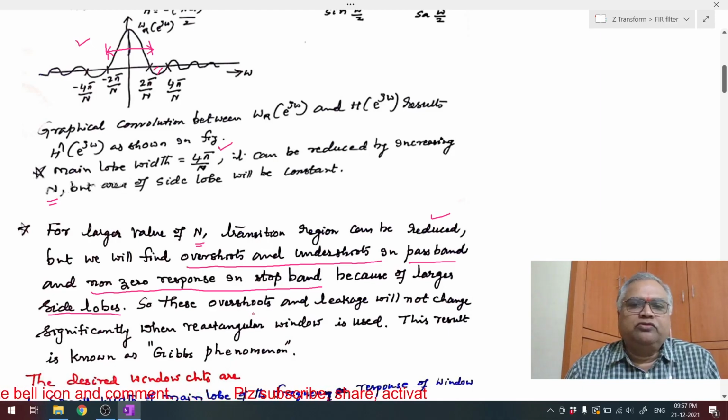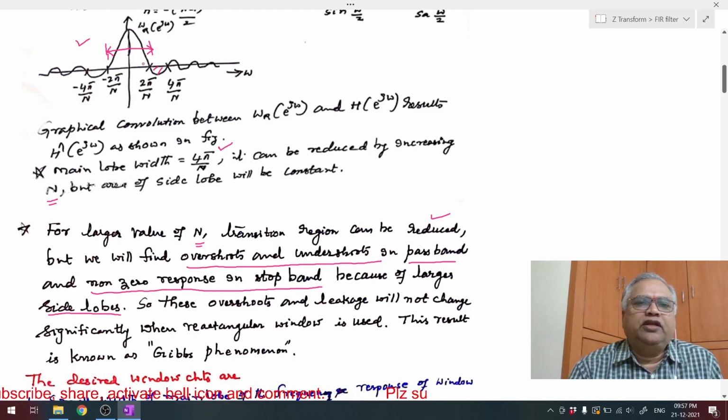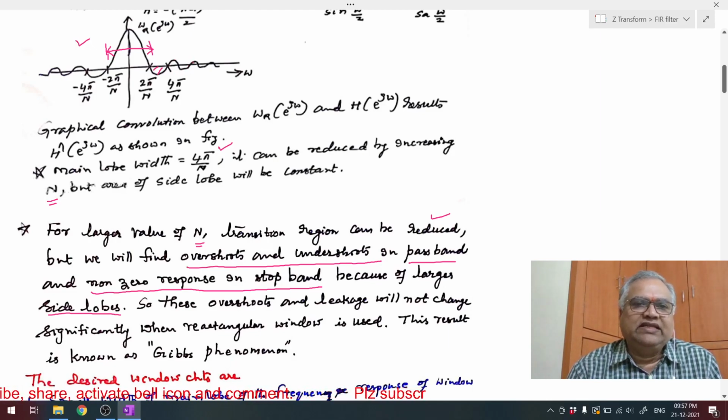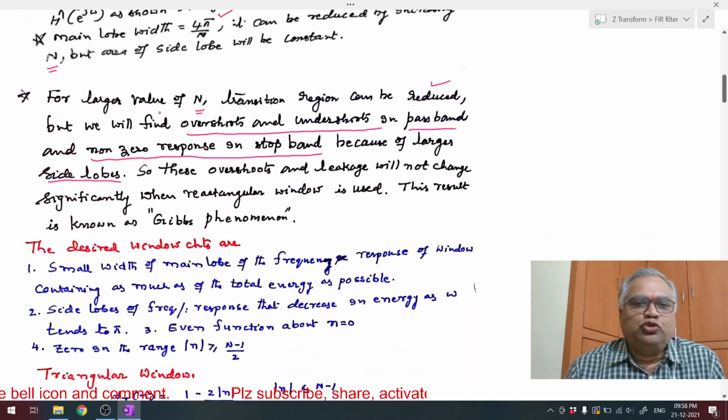So both we want to decrease. Practically, when one is reducing, on the other side we get a problem. Ideally, transition width should be less and there should not be any ripples in the stop band. But in the process of reducing the transition width, side lobe levels are increasing. If you want to decrease the side lobe levels, then n must be less. If n is less, then transition width is increasing. So there is always a compromise between these two.